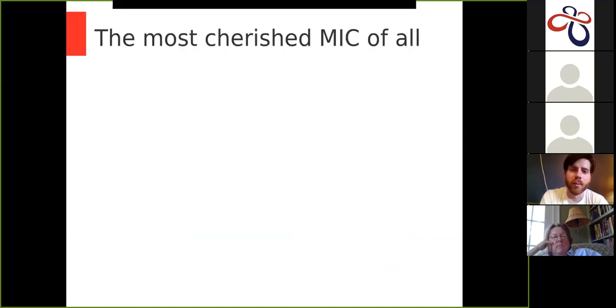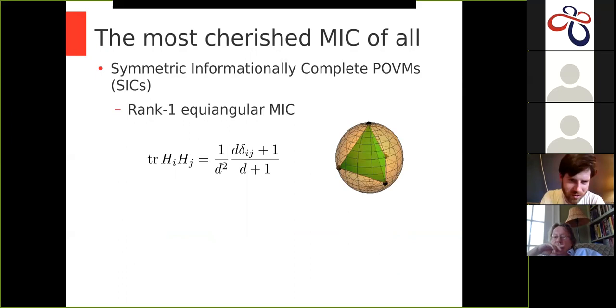Of course, no talk about MICs can happen without a mention of the most cherished MIC of all. Many of you probably have not thought about MICs in general at all, but you have probably heard of this one. I'm of course talking of the symmetric informationally complete POVMs, the SICs. A SIC is a MIC, first of all, but secondly, it is rank one. All of the operators in it are proportional to rank one projectors, and it is crucially equiangular. By that I mean that the Hilbert-Schmidt inner product of all pairwise effects is equal.